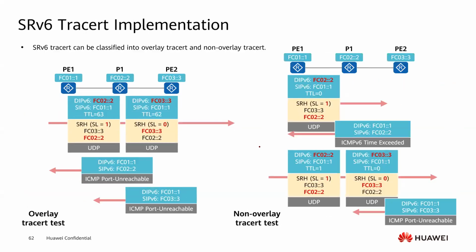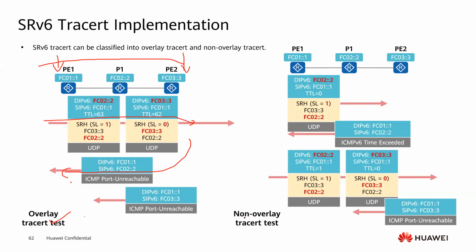Okay. And the trace route is similar. This is overlay trace route. So this overlay trace route is, most of the time, a trace route of the SRv6 policy, from the head end to the endpoint. Okay, when it reaches the endpoint, it will reply.